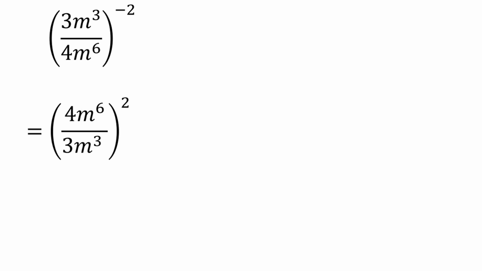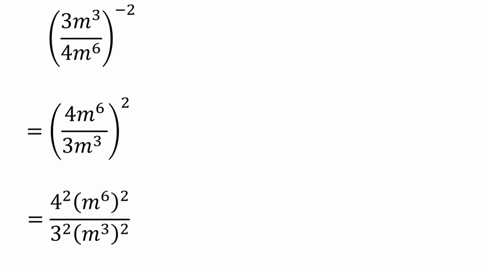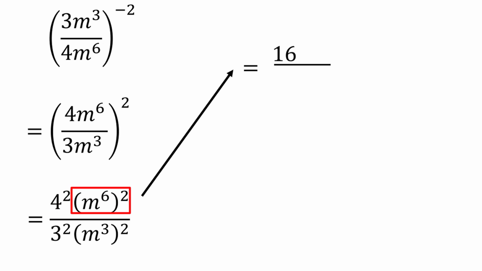Now we can distribute the square to each term. We have 4 squared times m to the 6th power squared over 3 squared times m to the 3rd power squared. 4 squared simplifies to 16. M to the 6th power squared simplifies to m to the 12th power.